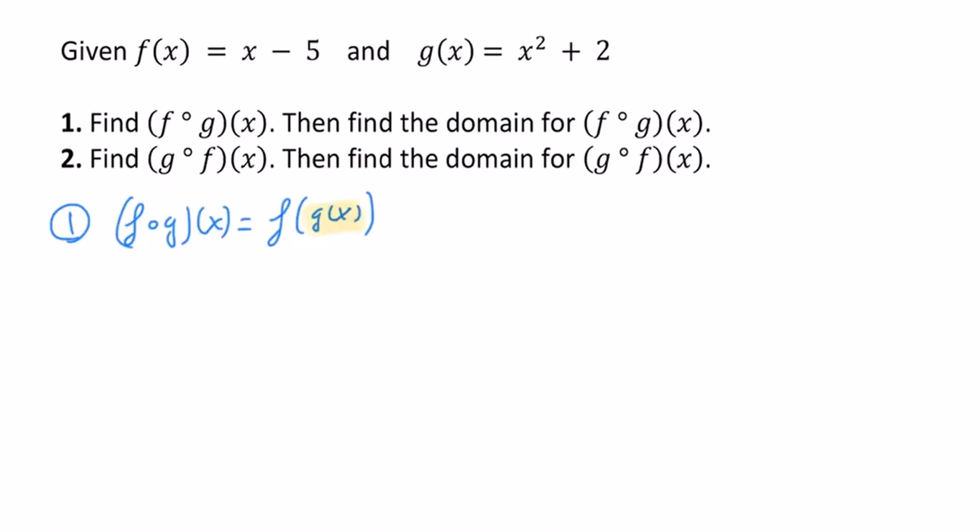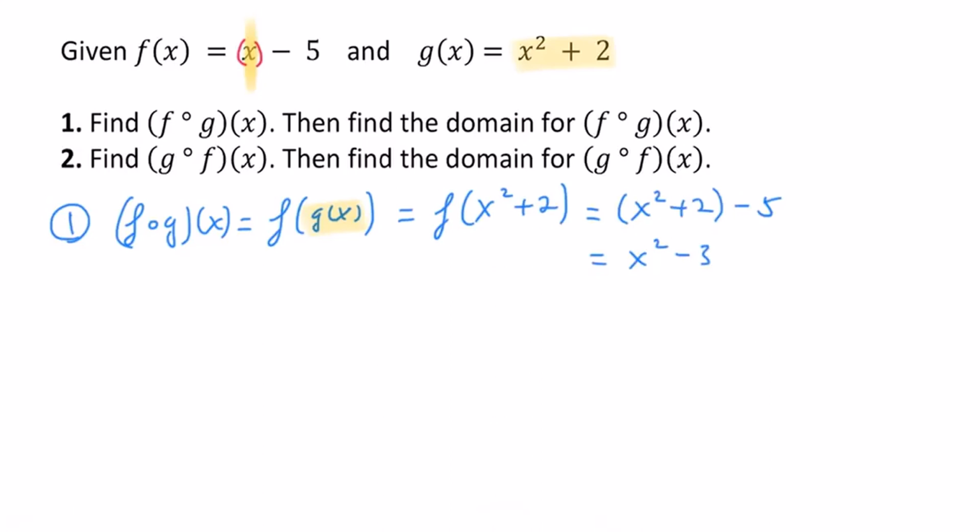F is the outside function, g is the inside function. Start with the inside function, g of x. G of x is x squared plus 2. So this is f of x squared plus 2. So this means that wherever we see the x in the f function, we put in x squared plus 2. It is a good idea to just put a parenthesis around the x. So we have x squared plus 2 minus 5, which is x squared minus 3.